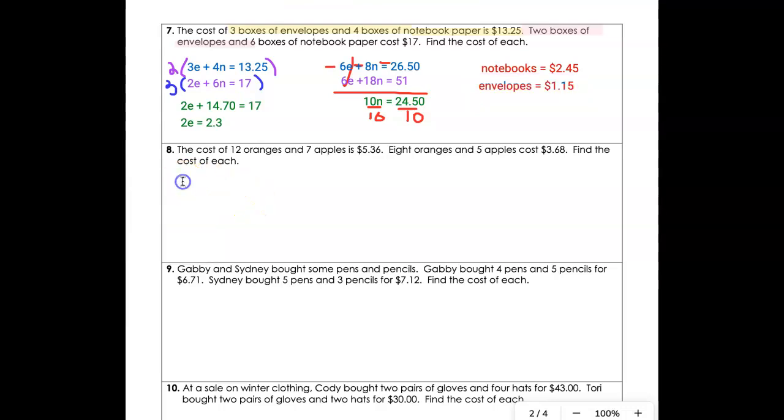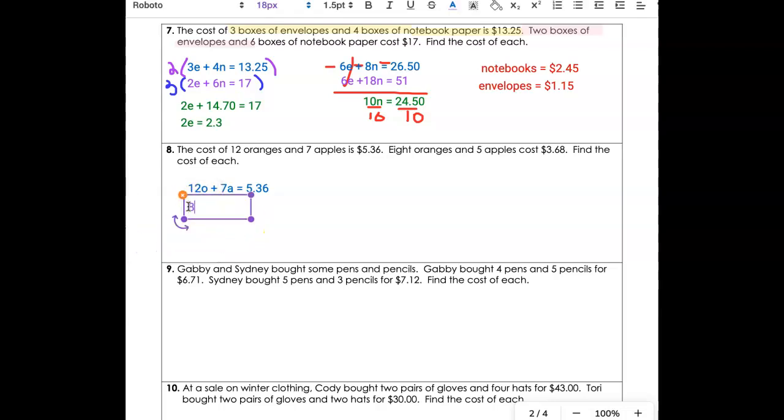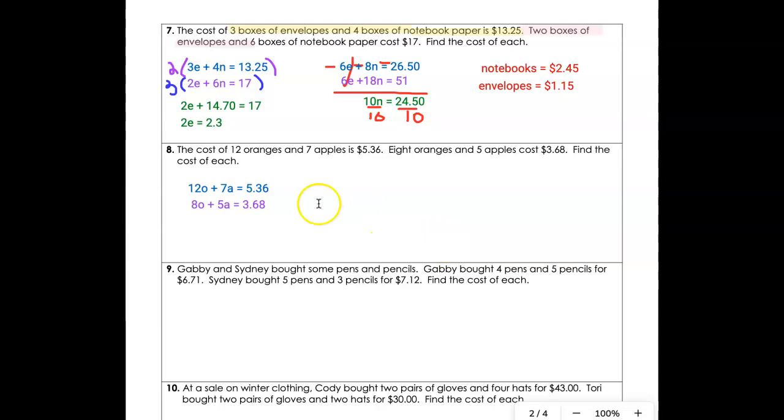All right, same thing with number 8 here. The cost of 12 oranges and 7 apples is $5.36. Cost of 8 oranges and 5 apples is $3.68. You can solve using whatever method you want. I would use, again, just elimination on this one, so that I don't have to deal with subtracting and dividing. You can pick whichever variable you want to get rid of. So if I look here, let's just get rid of the O's again. So multiply the whole top by 8, whole bottom by 12.